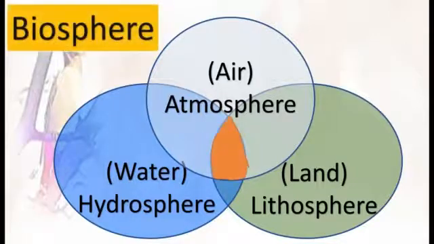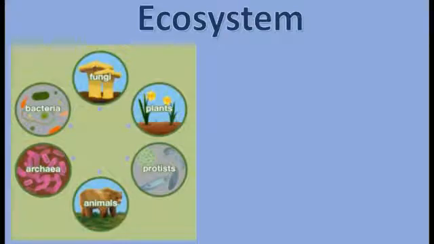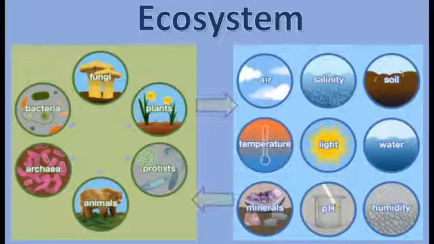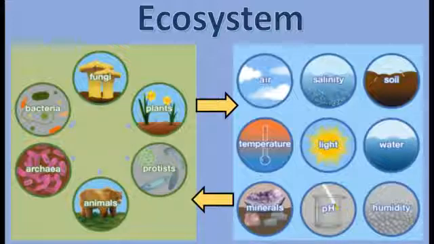Now we'll talk about the ecosystem. The word ecosystem is derived from the Greek word oikos, which means home. All plants, animals and human beings depend on their immediate surroundings. Often they are also interdependent on each other. This relation between the living organisms, as well as the relation between the organisms and their surroundings like air, water, soil, light, temperature, etc., forms an ecosystem.